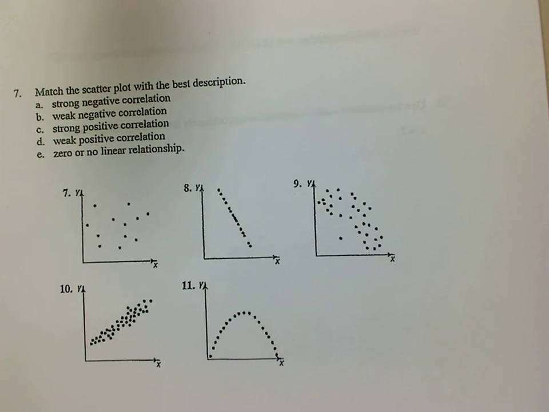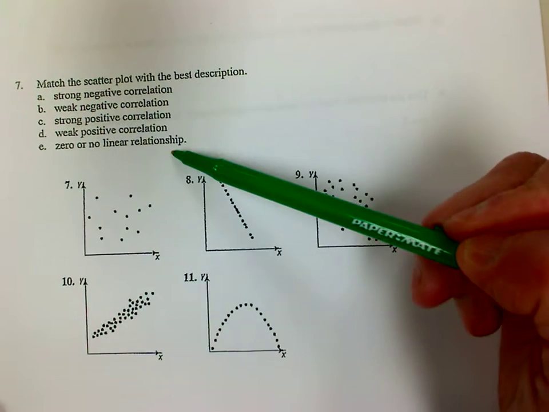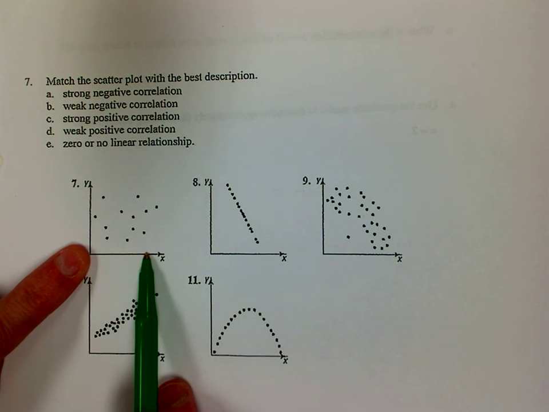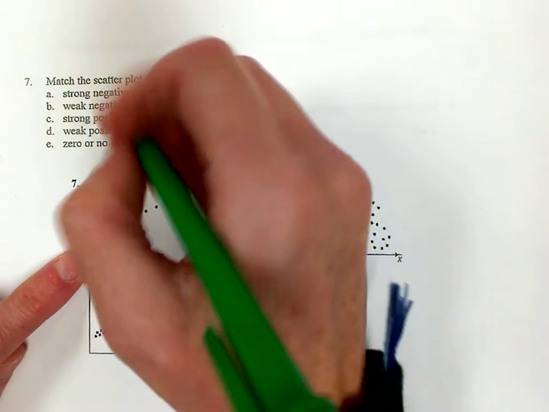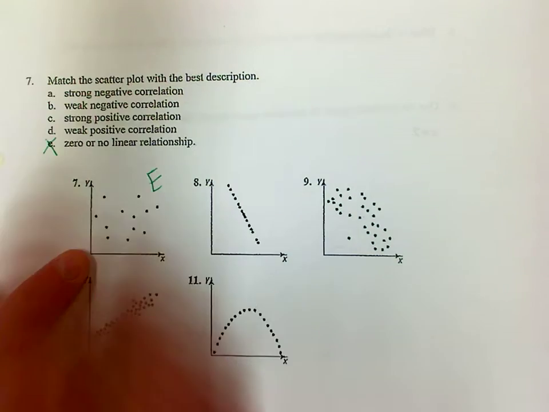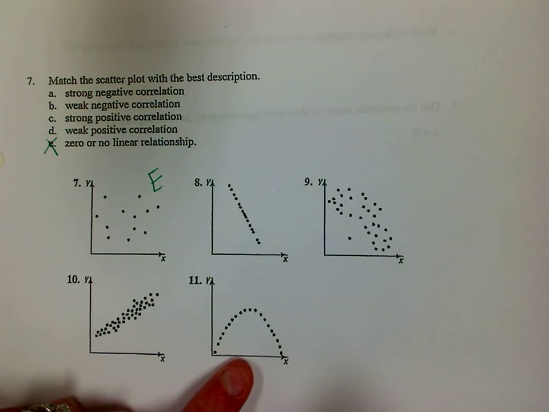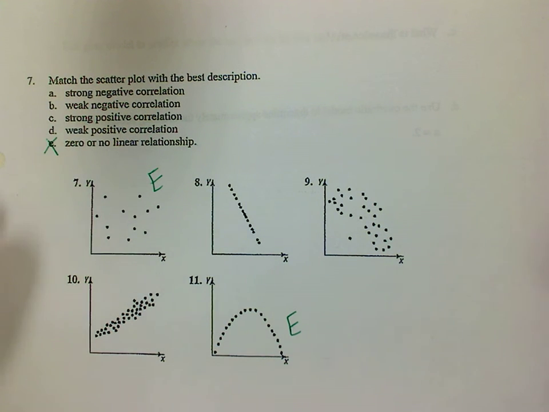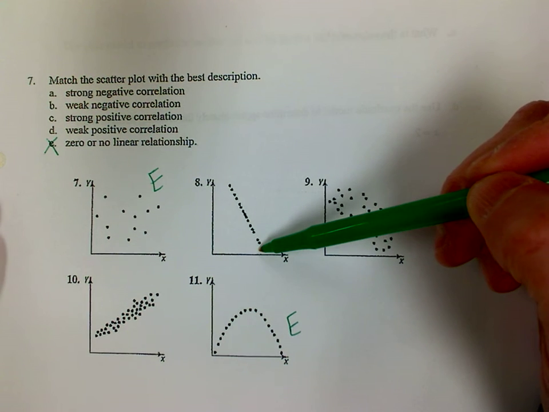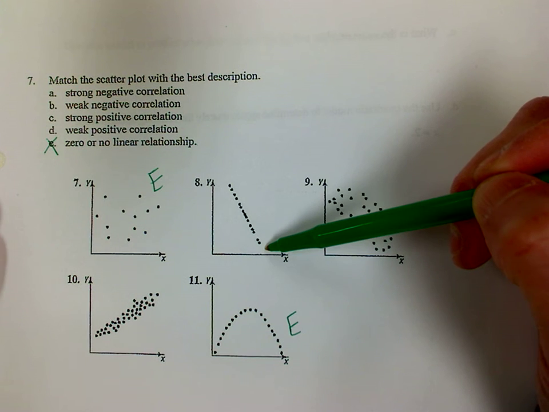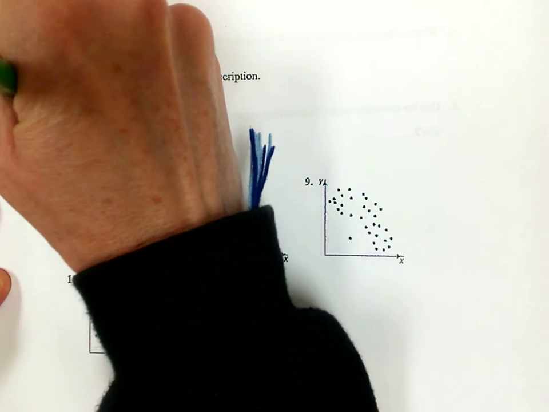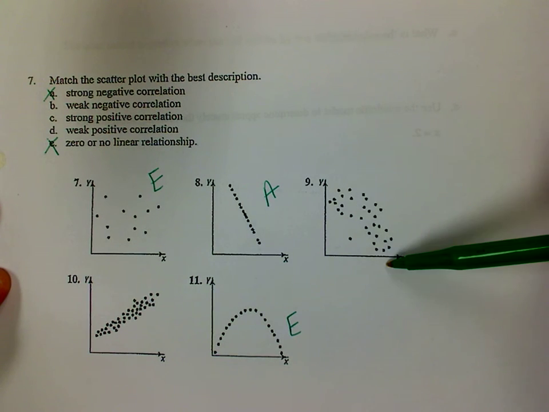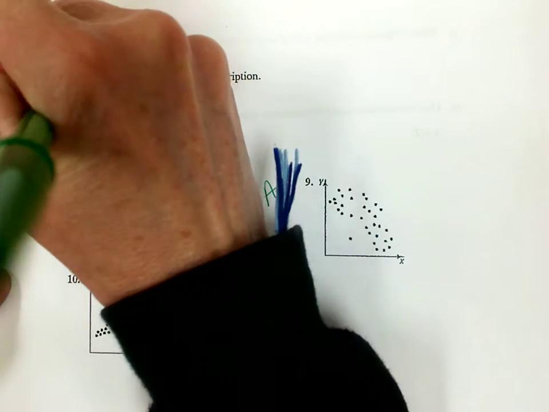All right, so down here, these are our choices to pick from when I'm matching these up. If I look at this one, this has no relationship, so this one's E. This one also doesn't have a relationship, that one's also E. Some of these you might use more than once, obviously. This one's decreasing, so I know it's negative, and it makes a perfect line. So this would be a strong negative correlation, so this one's A. This one I can tell it's decreasing, so it is negative, but it's a weak negative, so this one's B.